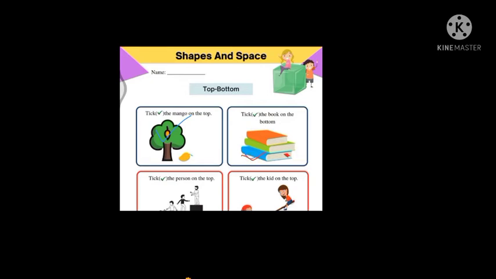Clear everyone? Okay students, next is tick the person on the top. Tick the person which is on the top. तो आप देख सकते हो this person is at the top, सबसे ऊपर यही है ना, so we have to tick that person. Afterward, tick the kid on the top. दोनों kids हैं, you can see this one half portion of this kid and the second one. You can clearly see this one is at the top and this one is at the bottom. So your answer is this first one, right? So we have to tick that girl. Clear everyone?